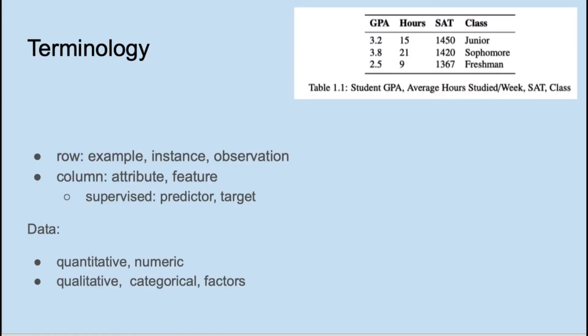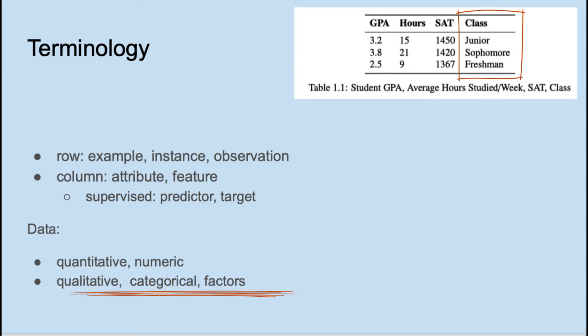Because machine learning grew out of both mathematics and computer science, there's a lot of duplicate terminology. Consider this tiny data table for illustration purposes. Each row represents one person. The row can be called an example, an instance, or an observation. Each column represents an attribute or feature of the person. If we're in supervised learning, we'll select one of these columns as the target and all others will be the predictors. Most of our data will either be quantitative or qualitative. Quantitative or numeric data in this table is the GPA, the hours, and the SAT score.